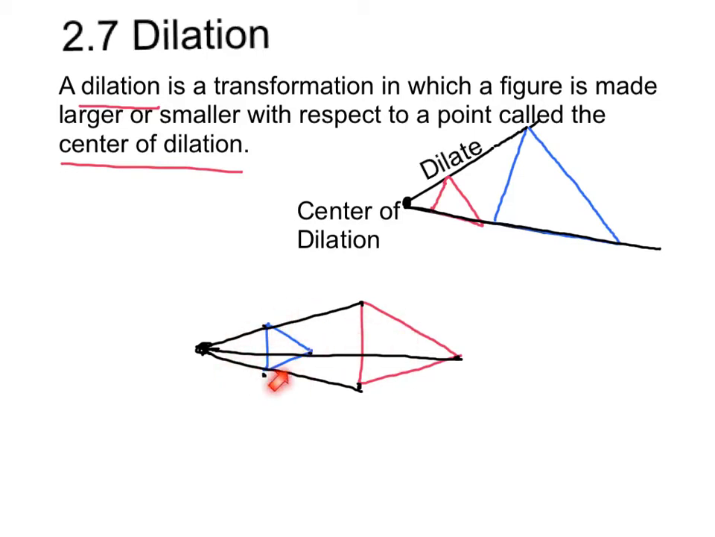The blue shape is a reduction of the red shape, or you can say the red shape is an enlargement of the blue shape. But they meet right here at a center of dilation.